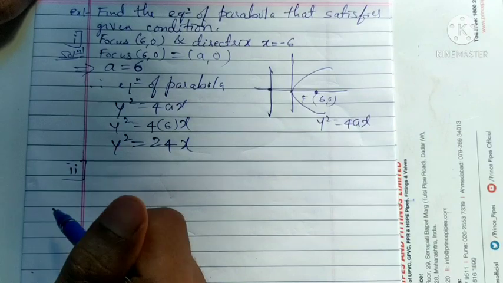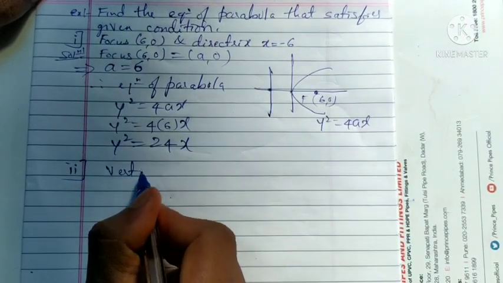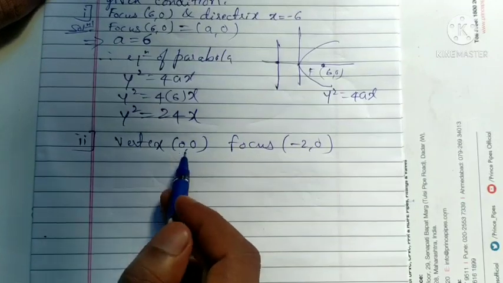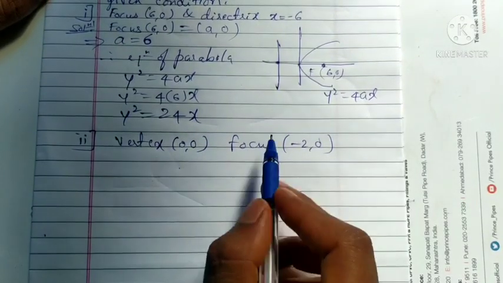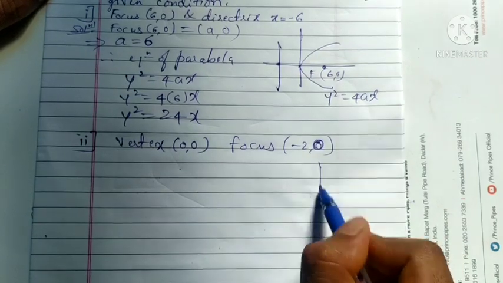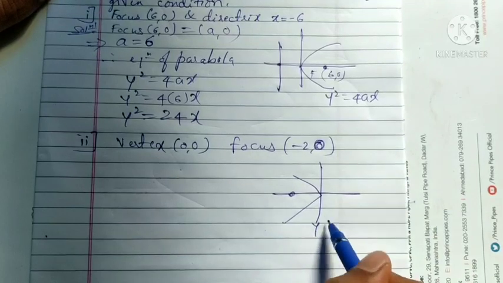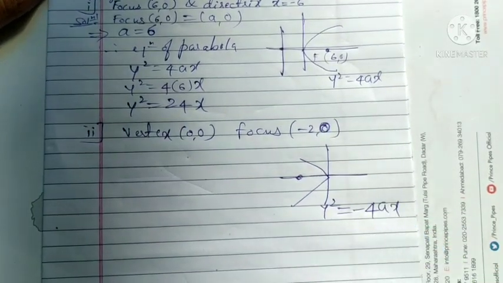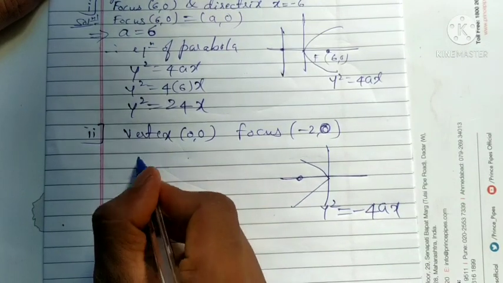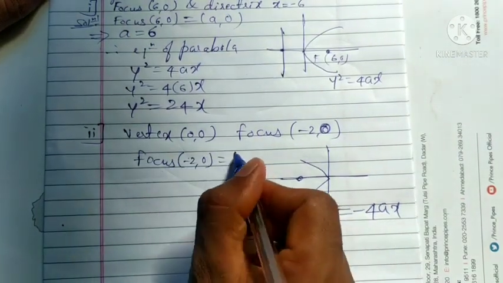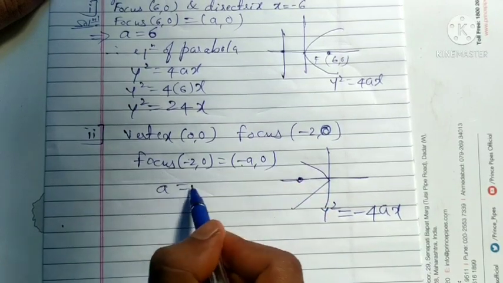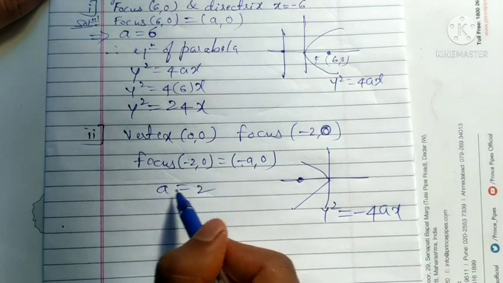Let me see the second condition: vertex 0 comma 0, focus minus 2 comma 0. For your syllabus the vertex is always 0 0, so no need to consider that. The focus is minus 2 comma 0, so it lies on the negative x-axis. The equation for these kinds of parabolas is y square is equal to minus 4ax. This gives us a: focus minus 2 comma 0 is equal to minus a comma 0. Whenever the focus is on the negative x-axis we consider minus a comma 0, so minus 2 is equal to minus a, that is a is equal to 2.